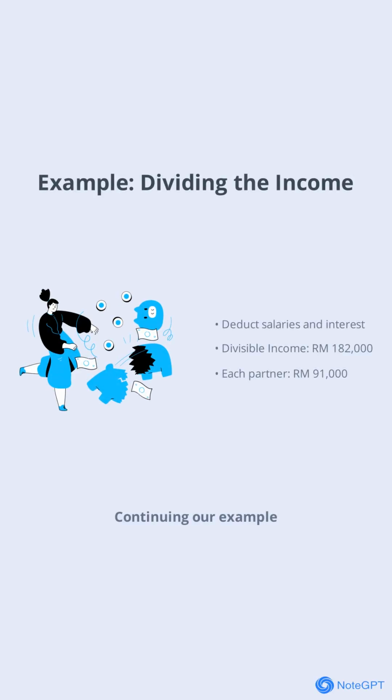Continuing our example, from the provisional adjusted income of RM227,000, we deduct partners' salaries, RM40,000, and interest on partners' capital, RM5,000. This leaves a divisible income of RM182,000. Partner A and B share profits equally. Each will report RM91,000 as business income in their individual tax returns. This process ensures transparency and fairness in income allocation.